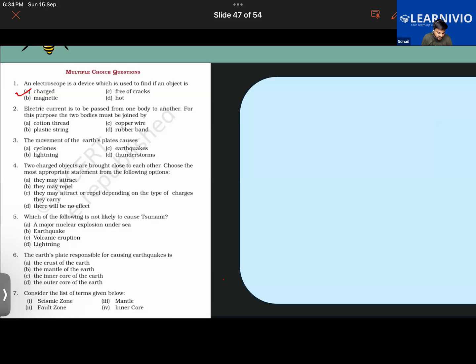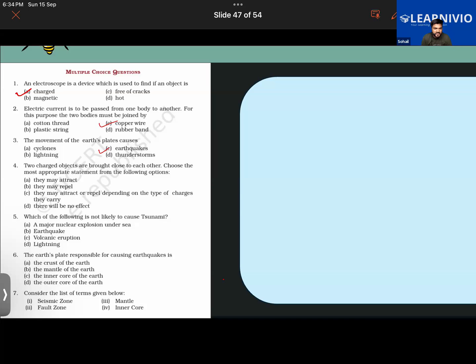Electric current is to be passed from one body to another. For this purpose, the two bodies must be joined by copper wire. Obviously, that is copper wire here. The movement of the Earth's plates causes earthquakes, and it can also cause tsunami. Very good.